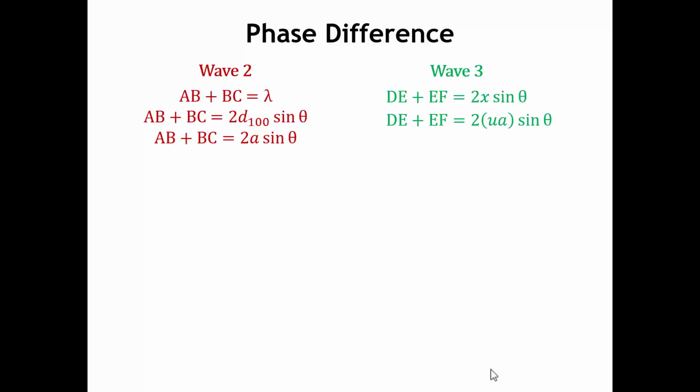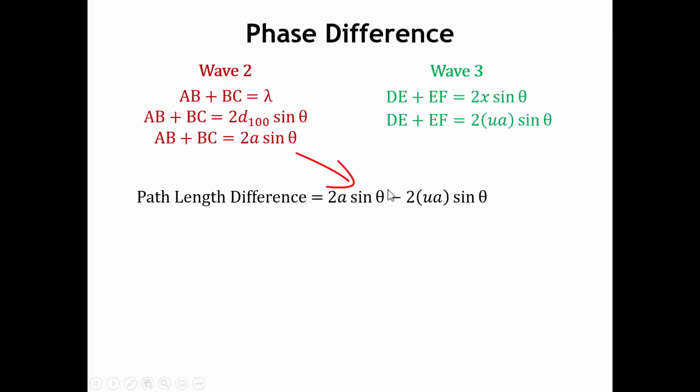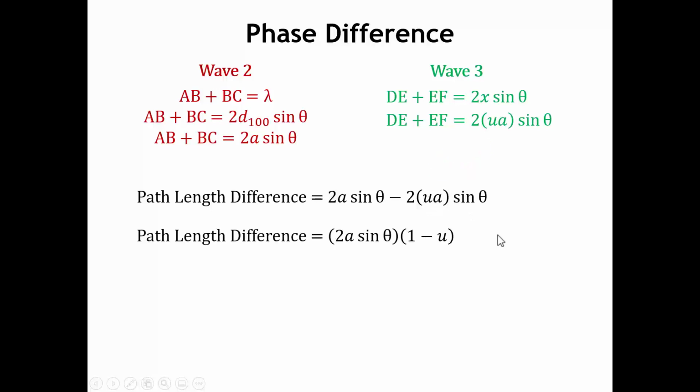What is the path length difference between those two waves? Well, here are the path lengths. We've calculated them. Let's say that the path length of wave 2 is 2a sine theta. We're going to subtract from that the path length of wave 3, which is 2ua sine theta. We can remove the 2a sine theta, which is common to both terms, and that leaves us with 1 minus u. We can then note that 2a sine theta, the extra path length of wave 2, is equal to the wavelength lambda. That's the basis of Bragg's law.